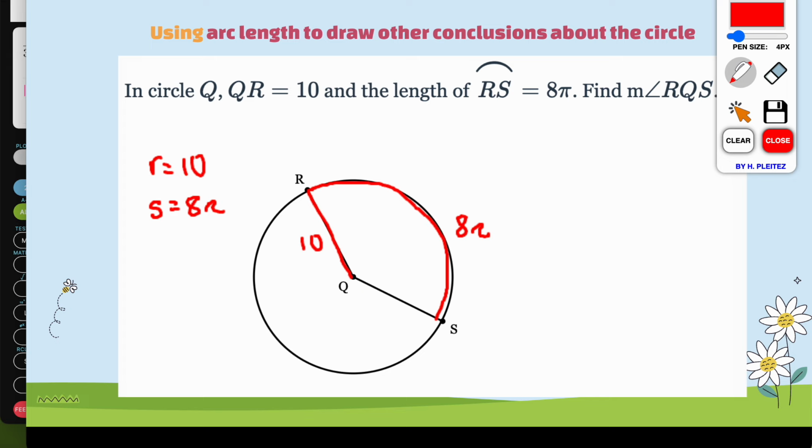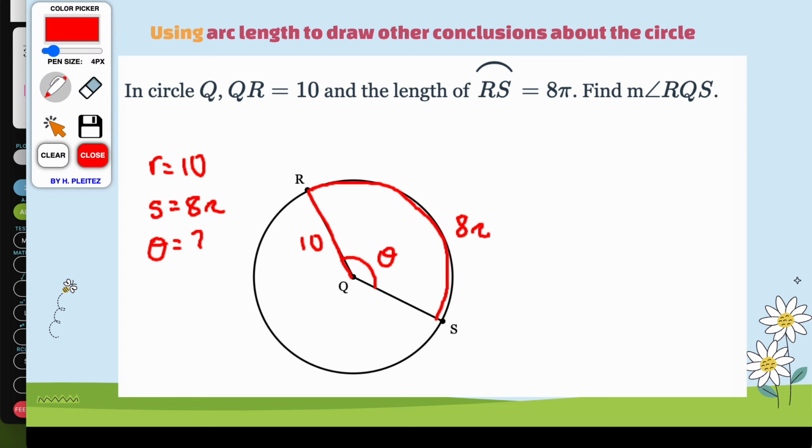And it wants us to find the measure. It wants us to find the measure of RQS. So it wants us to find our central angle. It wants us to find theta. So let's use our formula. So we have S equals theta over 360. And then we get pi d, right?